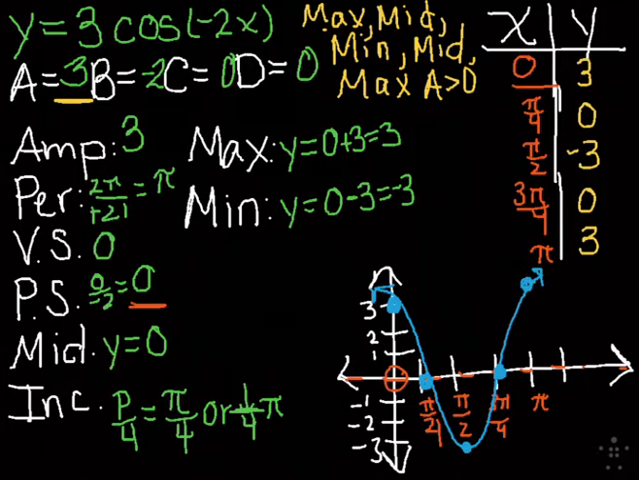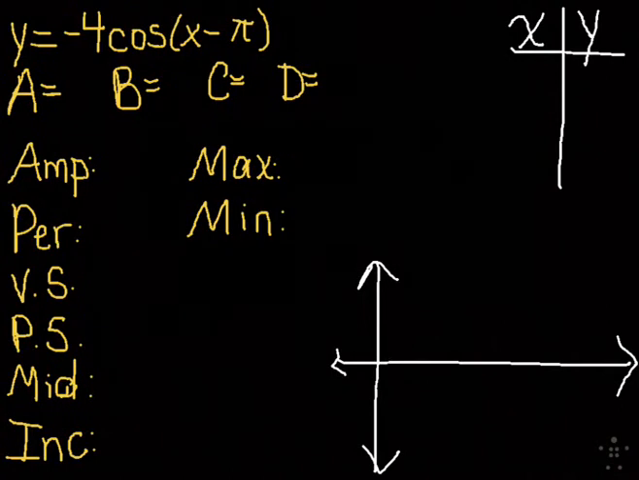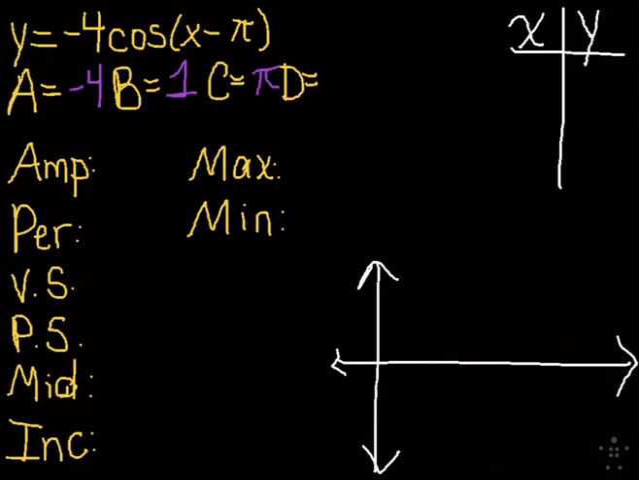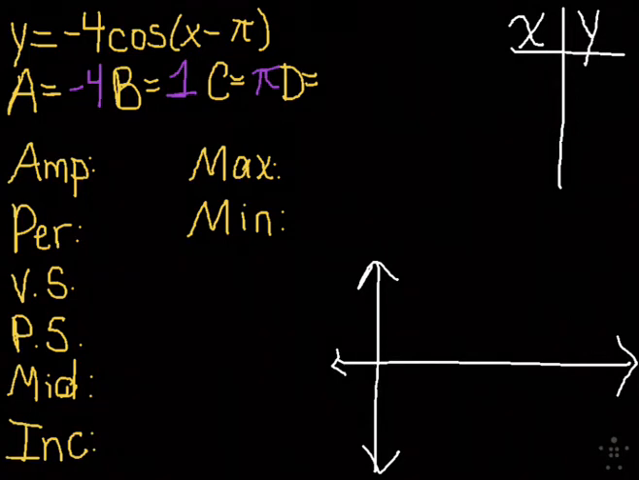All right, let's look at another one. We're going to do the same thing. So this one we have y equals -4 cosine of x minus pi. You see we have parentheses here, so we have to make sure we're paying attention. So a is -4, b is 1, c is positive pi, because remember it's the opposite of the sign in parentheses here, and there's no number in the front or back being added or subtracted, so that is 0 for D.